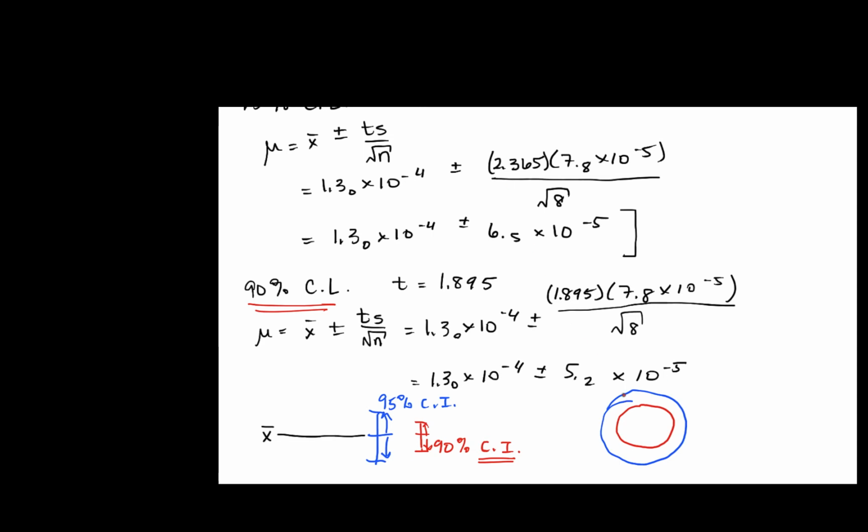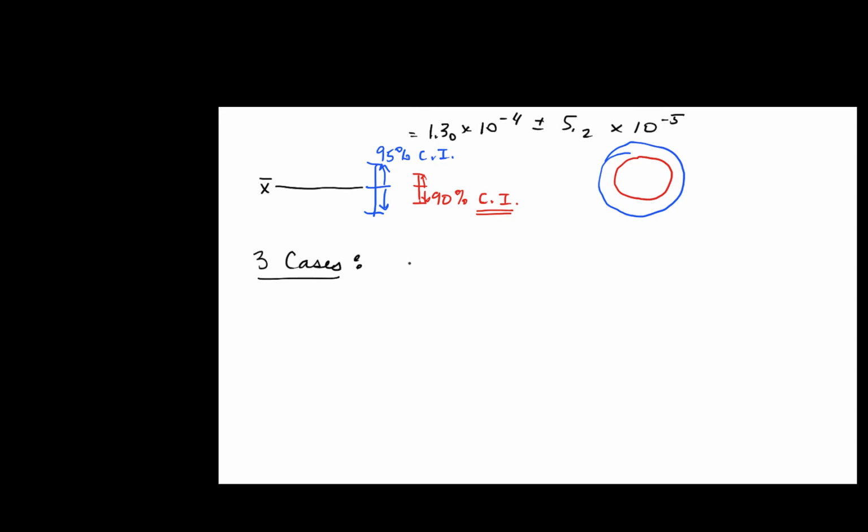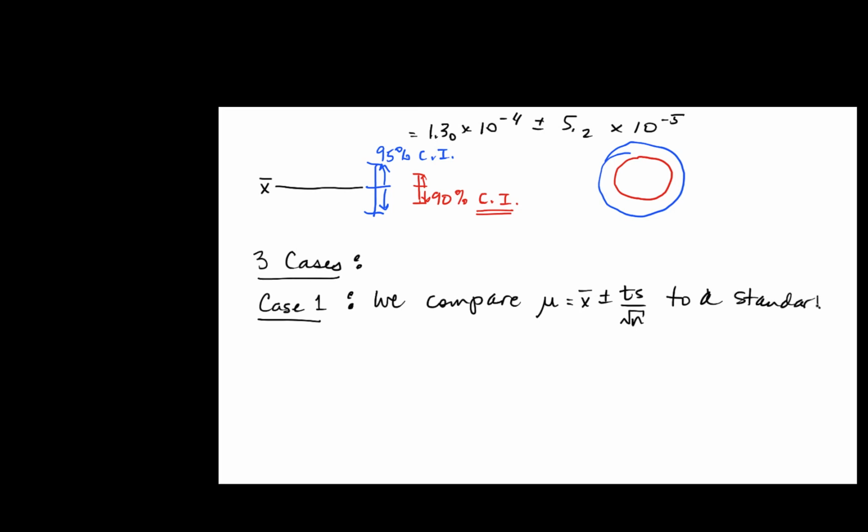So when we use student's t and we calculate the confidence interval, there are actually 3 separate cases. And I'm going to outline all 3 of them here, but in this video I'm only going to talk about the first one, and then I'll save the other ones for later videos. They'll still be in this week. I just don't want to make a video super long. So our first case is we compare the confidence interval to a standard reference material. And I'll go through some examples of how that might look.